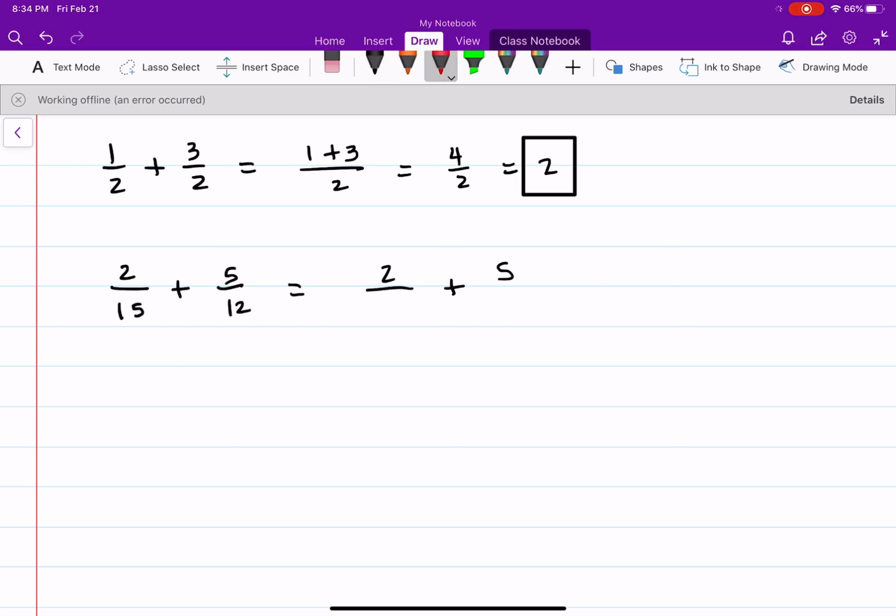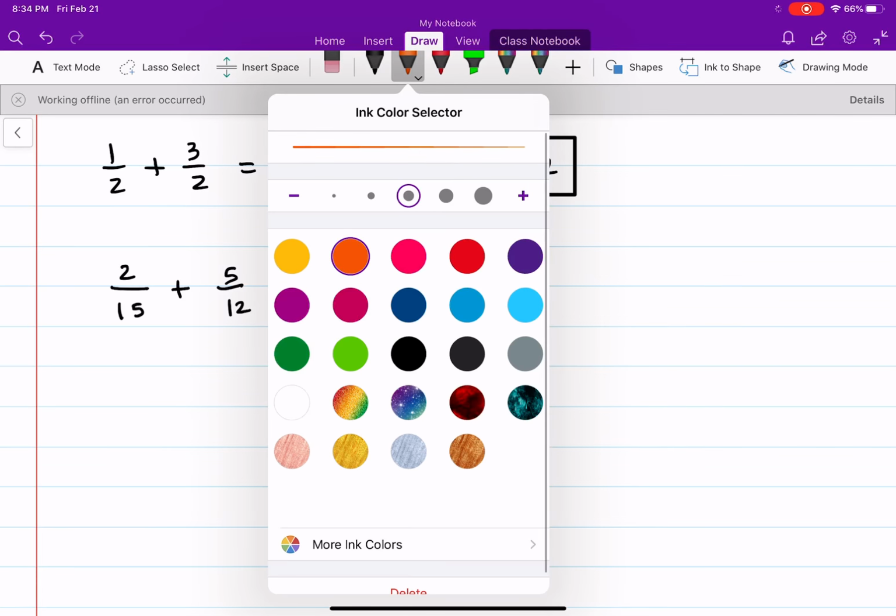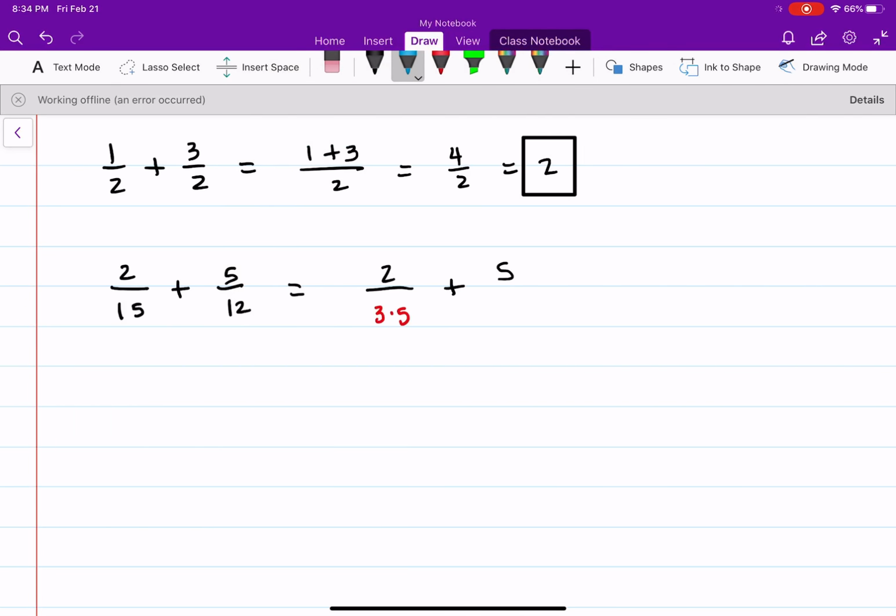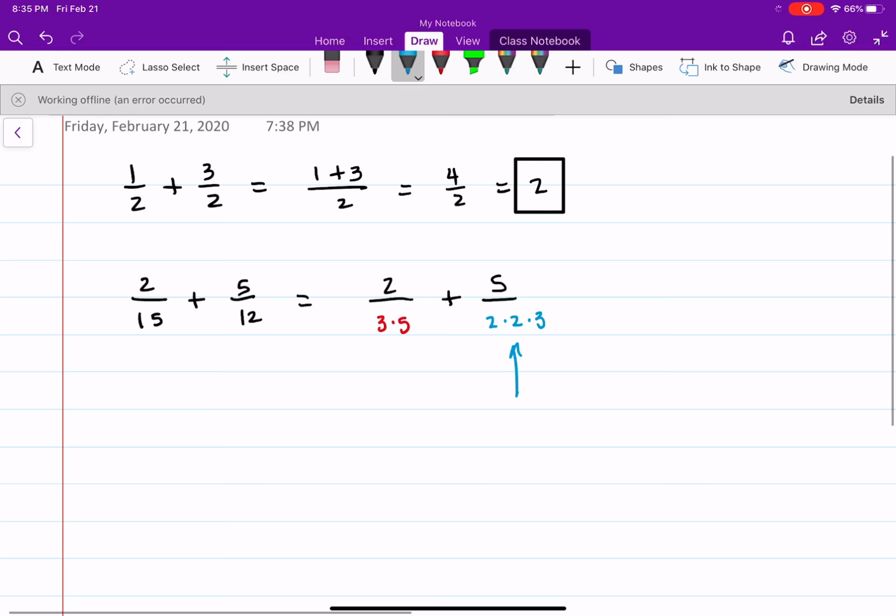So let's put 15 in red. 15, if it breaks down to primes, will be 3 times 5. And if I was to break 12 down to primes, that would be 2 times 2 times 3. And one of the things I said was we're going to look at that fraction and that fraction, those two denominators, as sisters.